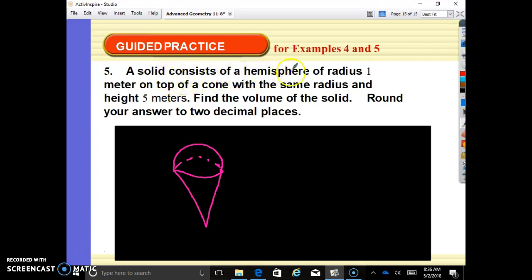So the solid consists of a hemisphere with a radius of 1 on top of a cone with the same radius and a height of 5. Find the volume of the solid. Round your answer to 2 decimal places. So I want you guys to try this one on your own, and then we'll go over it.